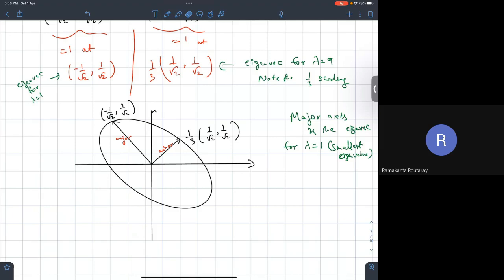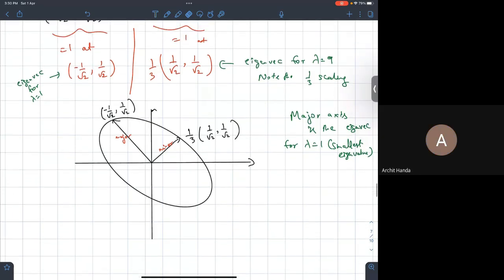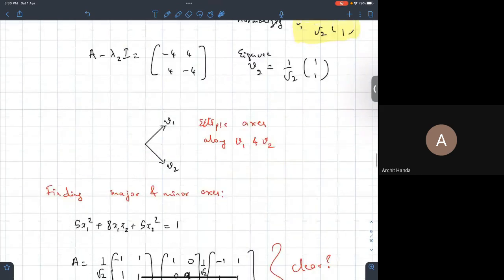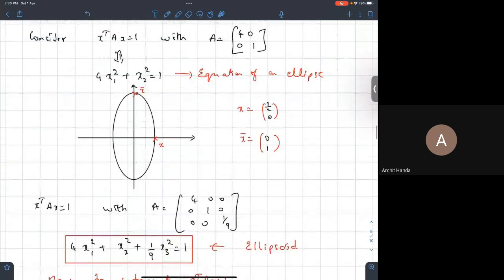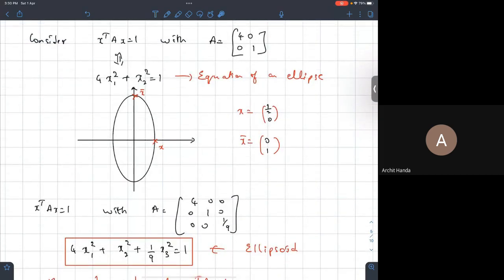Yes, sir. So the angle between the new major and minor axes will remain 90 degrees. Yeah, it has to, because we are multiplying by the same orthogonal matrix. These eigenvectors are orthonormal. It's just that instead of the X and Y axes, you have the eigenvectors from an orthonormal set.